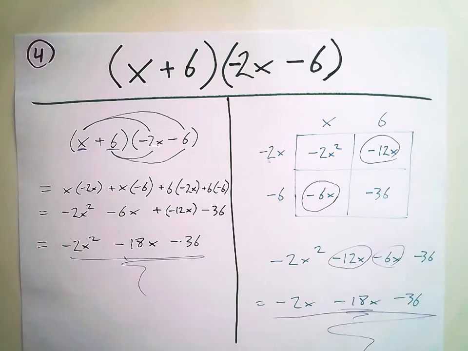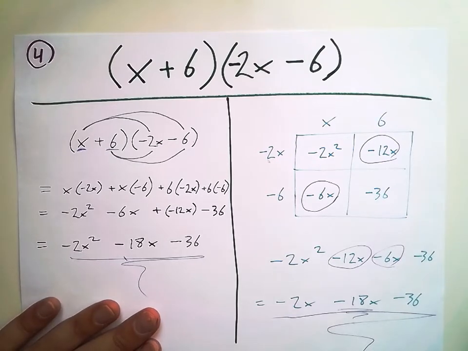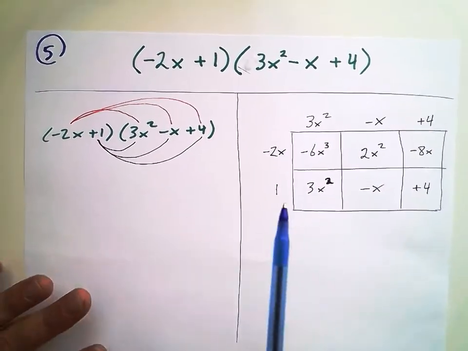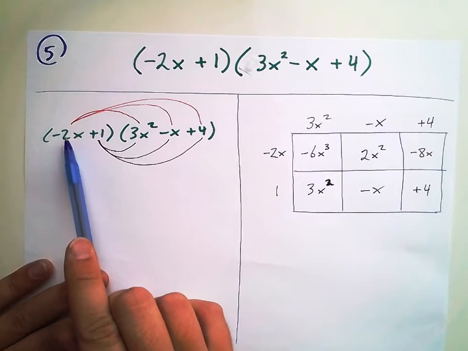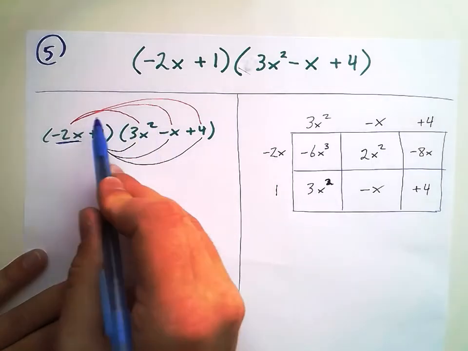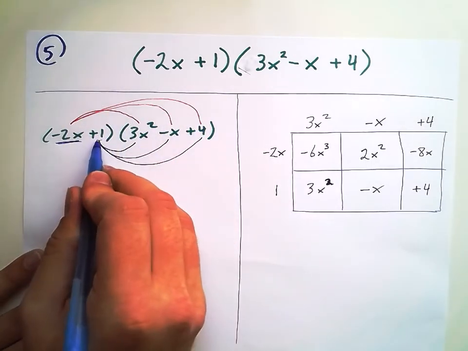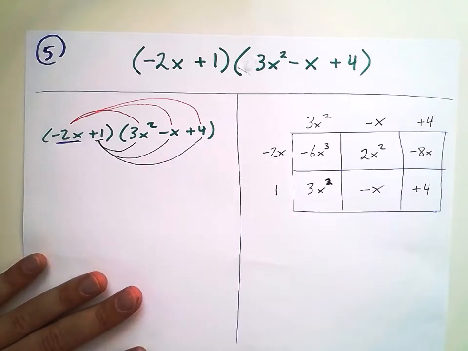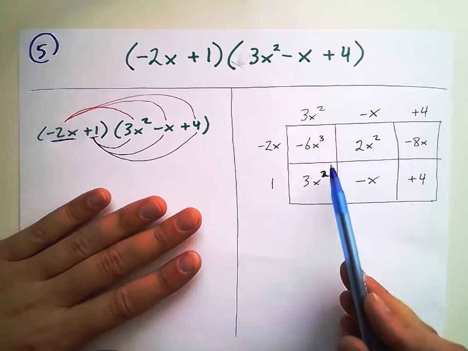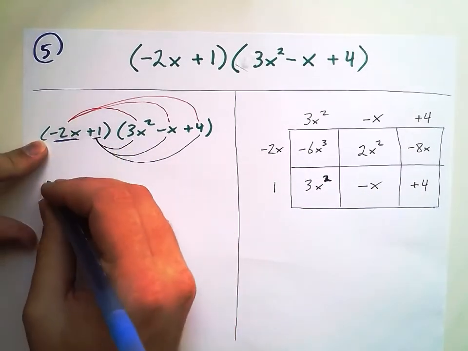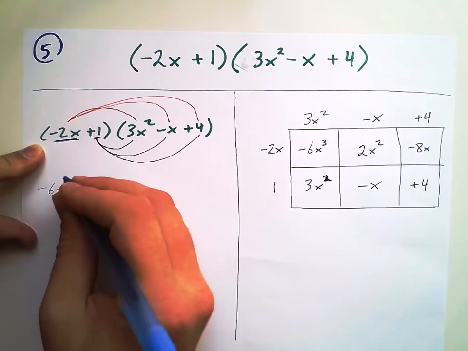Okay, example 5, we're going to do a little trickier, a binomial times a trinomial. Binomial times a trinomial, same idea. You got to multiply the first term times all the terms in the second one, and then the second term times each of the terms in the second one. All right, and you can show that this way, or writing it out. Negative 2x times 3x squared would be negative 6x cubed.